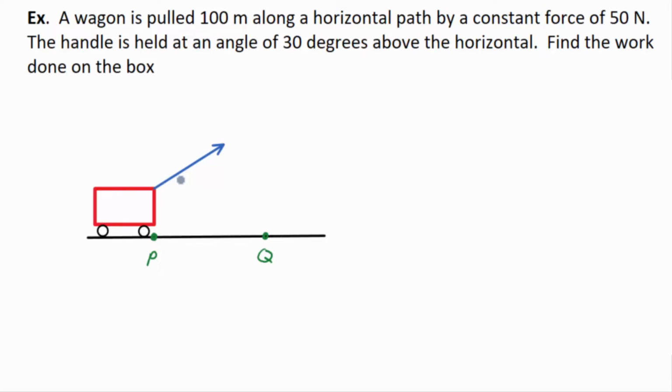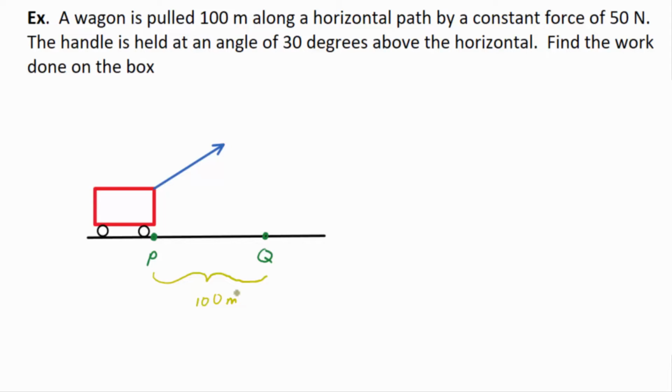So let's label some stuff here. What's the 100 meters? That's the distance from P to Q, so that's 100 meters. Make sure you're in meters, right? Because you have to make adjustments. So if it were 1 kilometer, how would you want to write it? 1,000 meters. So a wagon is pulled 100 meters.